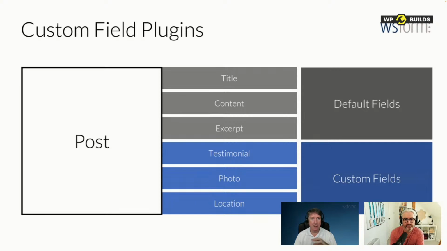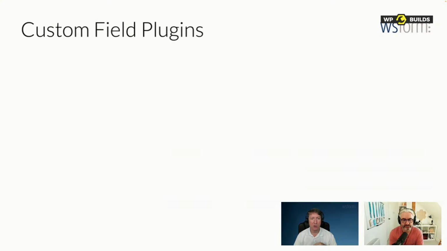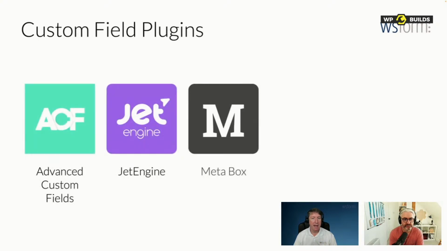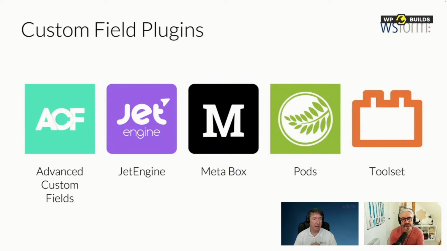So we're going to talk about different custom field plugins and how WS Form can work with those. There are 5 different custom field plugins that WS Form works with out of the box with the post management and the user management add-ons. So we've got ACF, which is one of the most popular, advanced custom fields. That's the one I'm going to go through today. JetEngine, Metabox, Pods, and Toolset. And some of these are free.